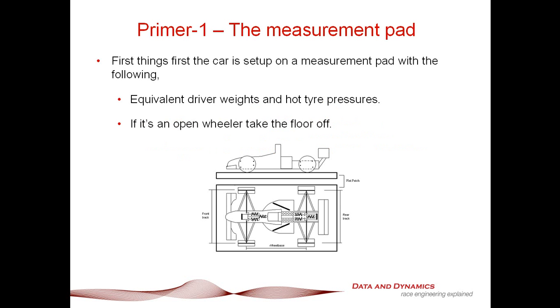First things first, what we need is a measurement pad, so we can measure all the relevant details we need for the race car. Now, what we need to do is we put the car on a flat patch, and if it's an open wheeler, if we can, we take off the floor so we can get to all the pickup points. Now, in terms of your flat patch, in an ideal world, obviously you would want it as perfectly flat as possible. But in reality, you can get away with tolerances of about plus or minus 1 or 2 mil.